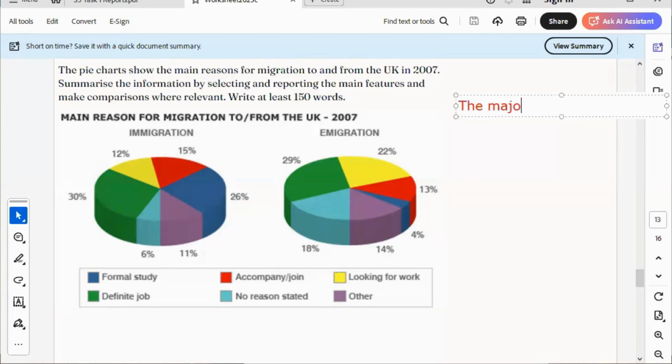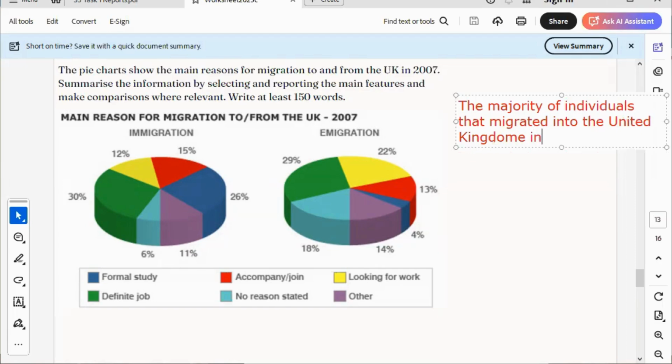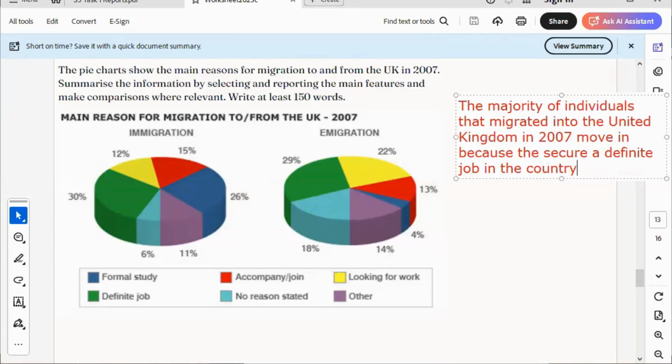Okay, the majority of individuals that migrated into the UK in 2007 moved in because they secured a definite job in the country. Can you see the sentence I wrote here? You can see that I used my creativity to write this, to reflect this thing about definite job. The question says the main reason for migration to and from the UK.